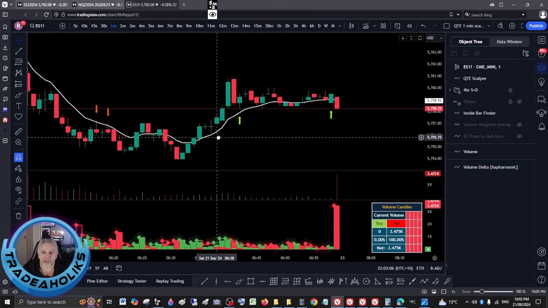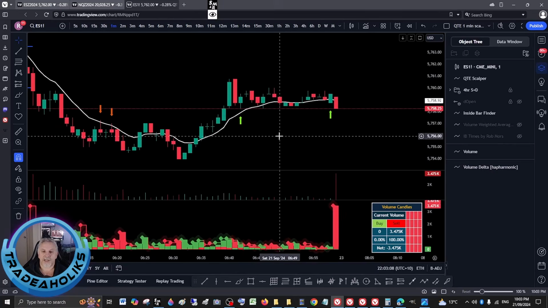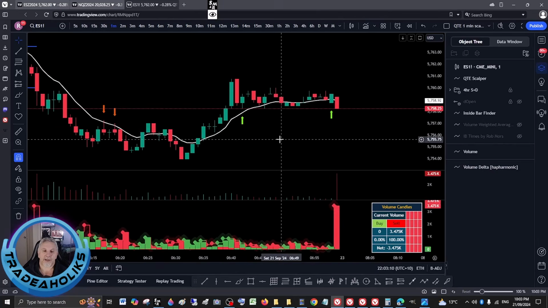Now, pretty much you use it as delta. If you don't know what delta is, it's basically the difference between the buys and the sells. So your buys and your sells, it's the difference. So if you've got 1,000 sells and 1,500 buys, you're going to have a 500 delta, right? Because you've got more buys than sells. So you'd have a positive delta in that case. Okay, and that's what this is showing you.